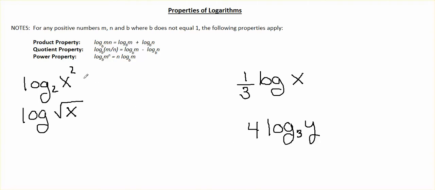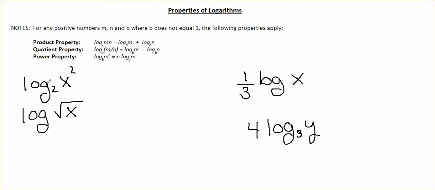Alright, so let's go ahead and take a look at how we're going to use the power property. If you are taking the logarithm of something being raised to a power, you can take that power and move it in front of your logarithm like I did here, and it becomes a multiplication. So let's take a look at how we would use that.